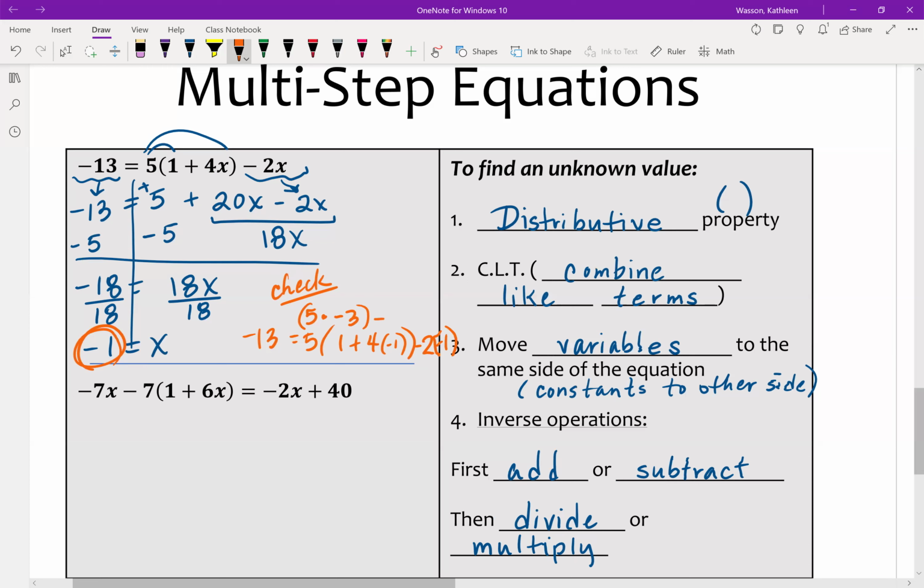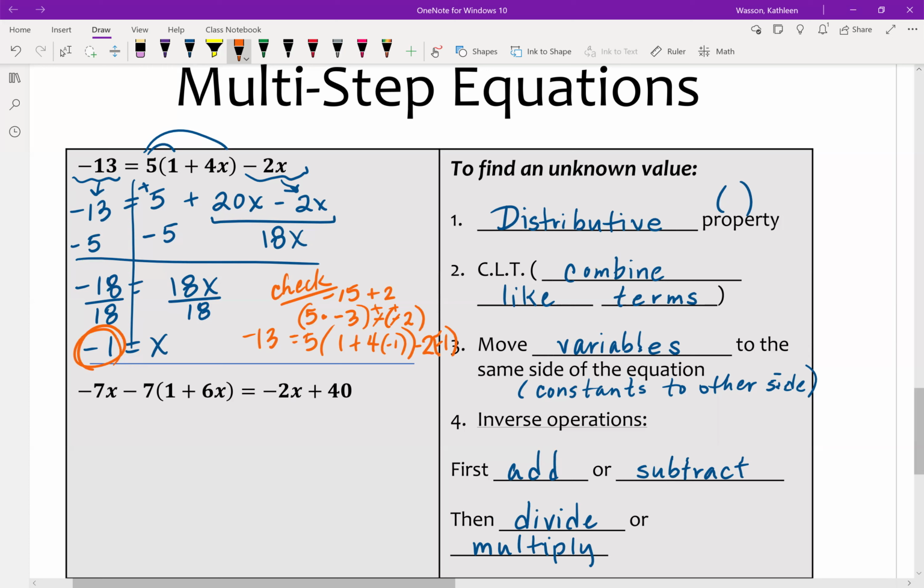Minus 2 times -1. I'm subtracting a negative. 2 times -1 is -2, but I'll subtract -2. When you subtract a negative, you add a positive. This gives me 5 times -3, that's 15, plus 2. Oh, sorry, -15 plus 2 is -13, so it checks.